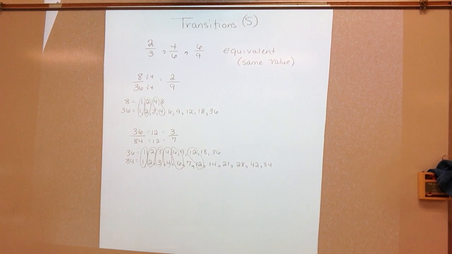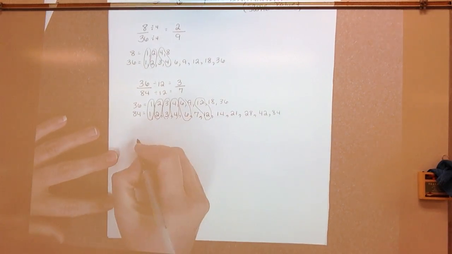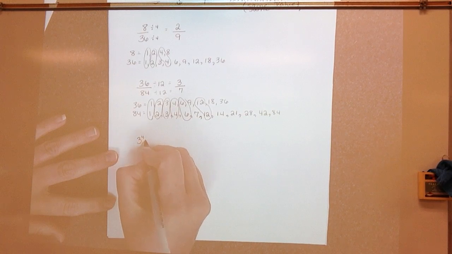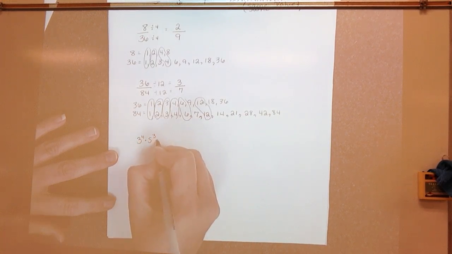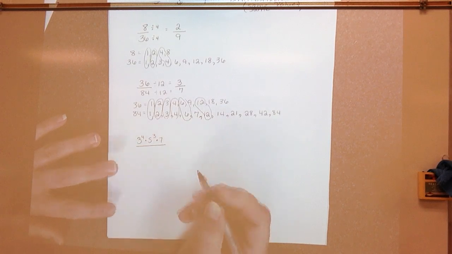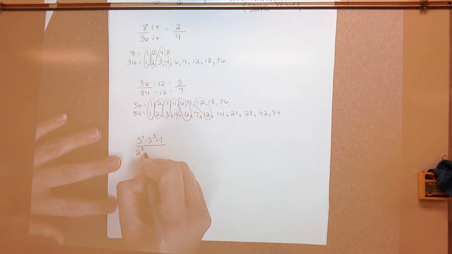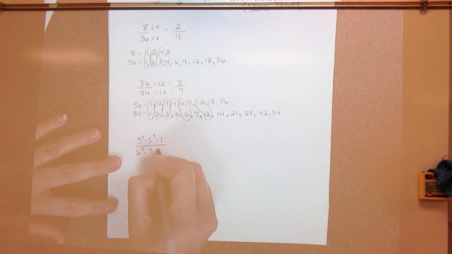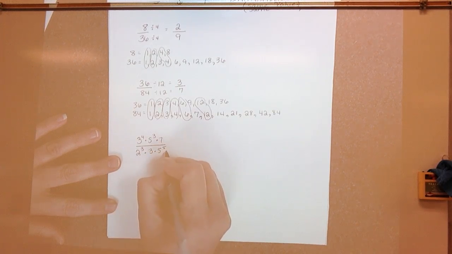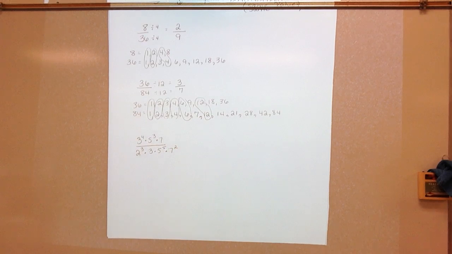Let's look at just a little bit different of a fraction. Alright, we're going to look at something using exponents. Let's look at 3 to the 4th times 5 cubed times 7 over 2 cubed times 3 times 5 to the 5th times 7 squared. Okay, let's talk about how we would do this.